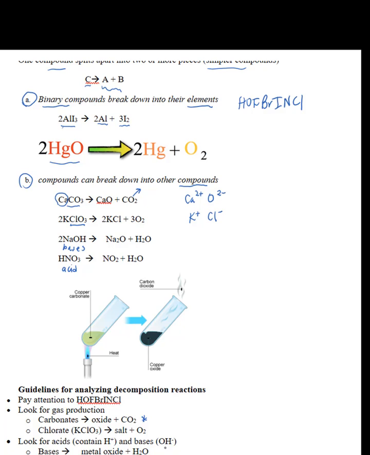For bases, or compounds that contain OH minus, you're going to produce a metal oxide and water. So when they decompose, we release water, and then we form an oxide with whatever metal the base was made up of. So the formula here, Na plus and O2 minus, this is how I got Na2O.